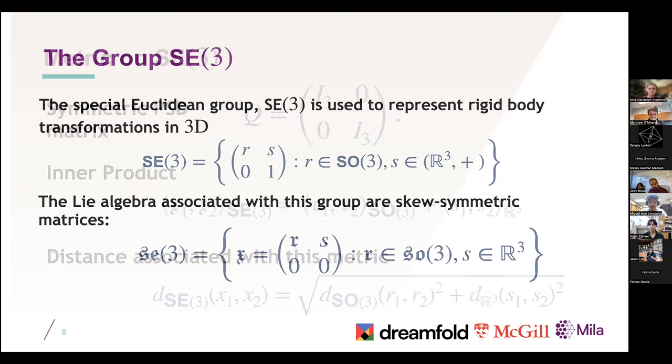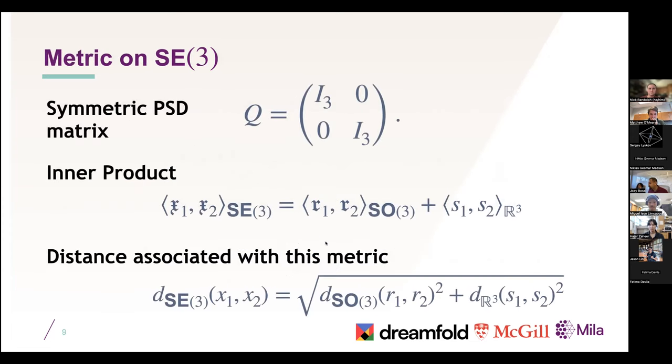So similarly to SO3, we need to also define a metric in SE3. The cool thing is that because of our previous choice of metric, we can induce a similar type of metric over here. And really what happens is that the inner product of SE3 decomposes into two separate inner products, and it's very additive. So an inner product in SO3 and an inner product on R3. The R3 inner product is just your vanilla dot product that you're probably familiar with. And the SO3 inner product is what we defined earlier.